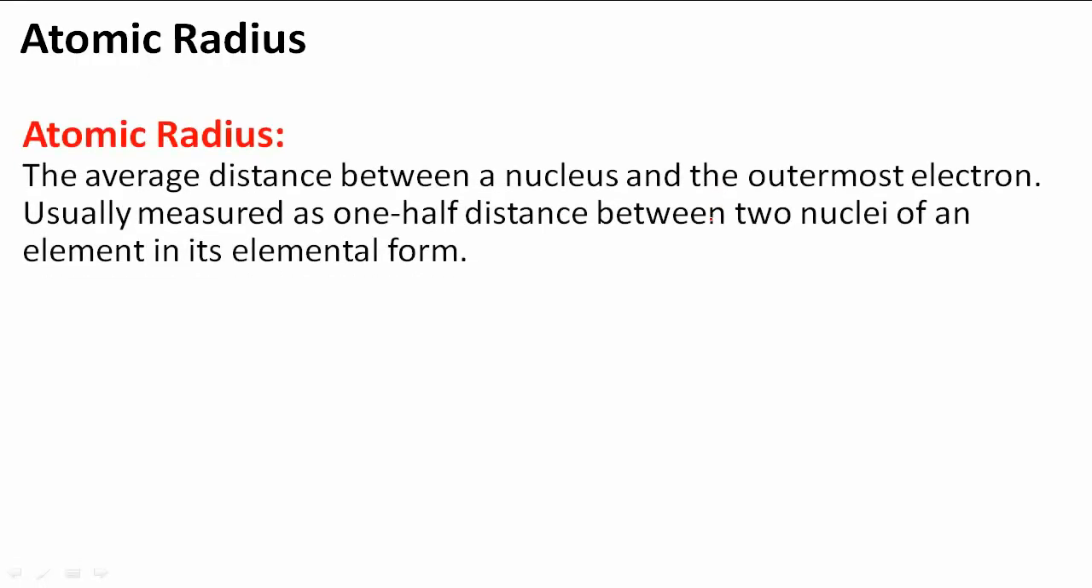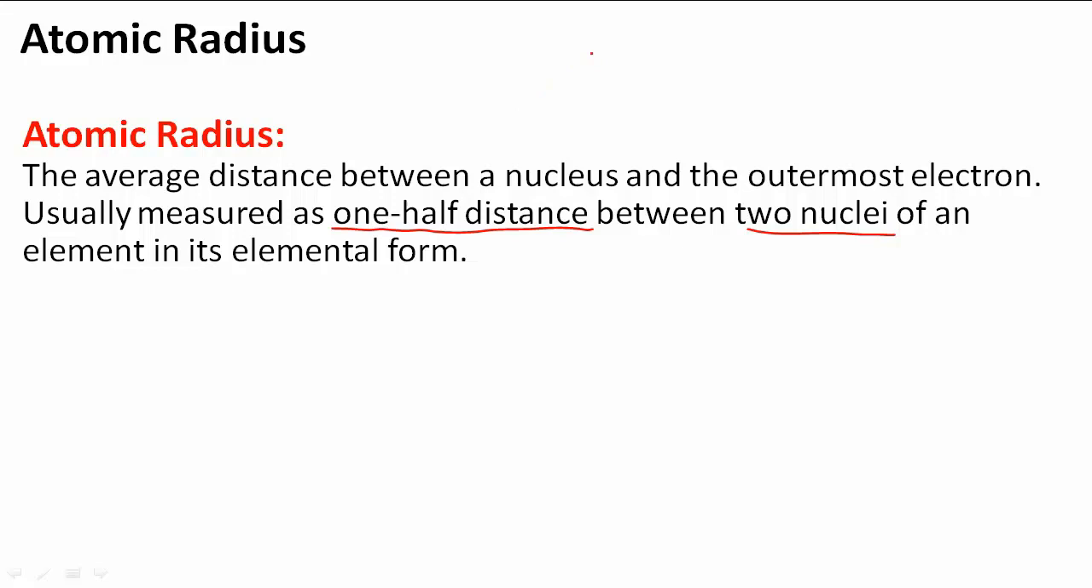Atomic radius. Atomic radius is the average distance between a nucleus and the outermost electrons. Usually this is measured as one half the distance between two nuclei of an element in its elemental form.